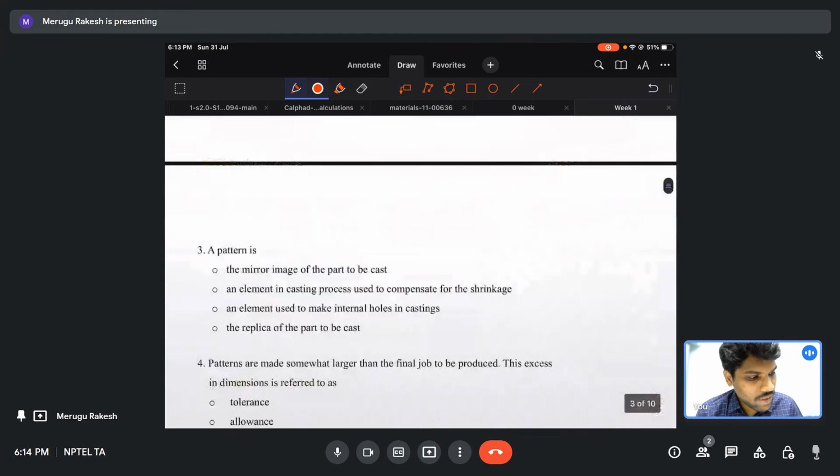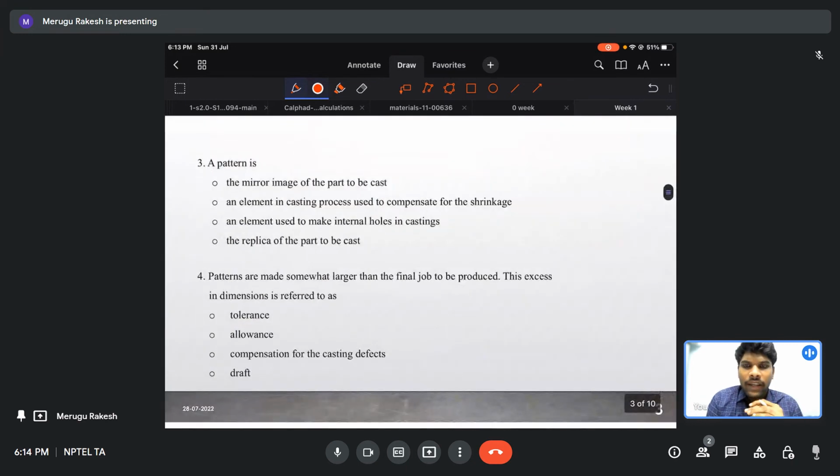The next question. The second question that we discussed earlier mainly focuses on the sand casting process. Now let us come to question number 3. A pattern is, it's a mirror. I hope you guys know about the pattern. It is the object that is used to prepare the mold cavity, and later it is taken out. There are several types of patterns also. So that is the main goal of using this pattern.